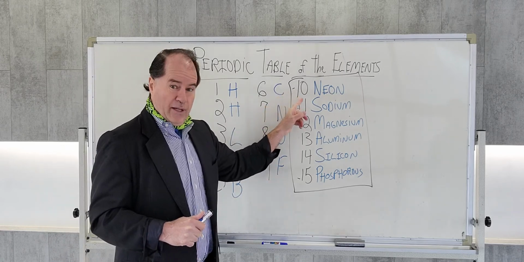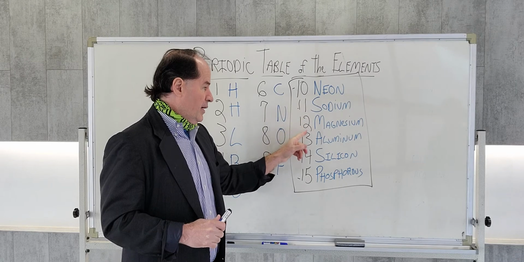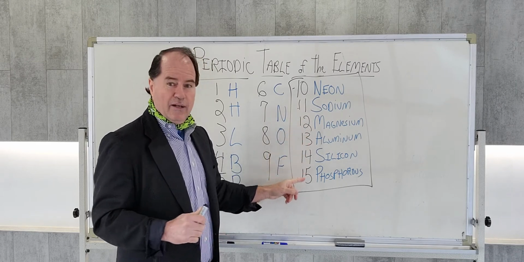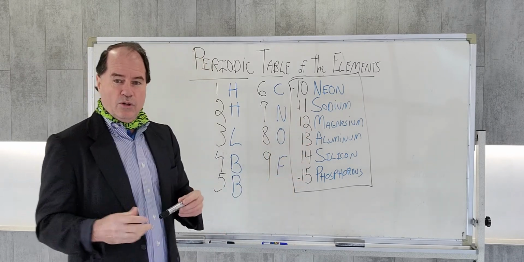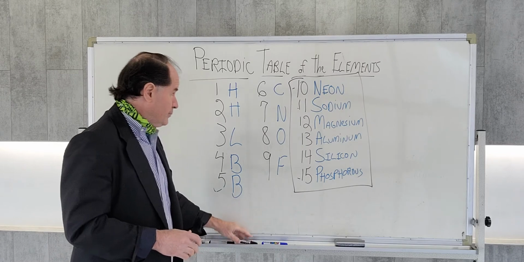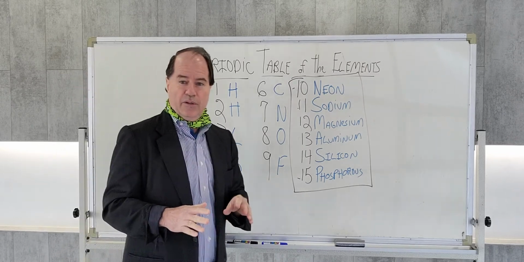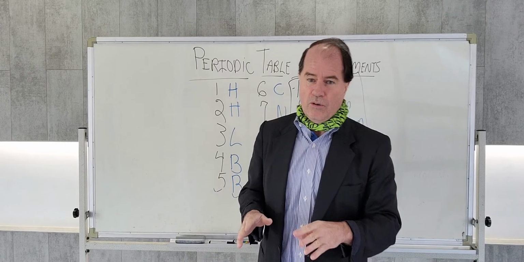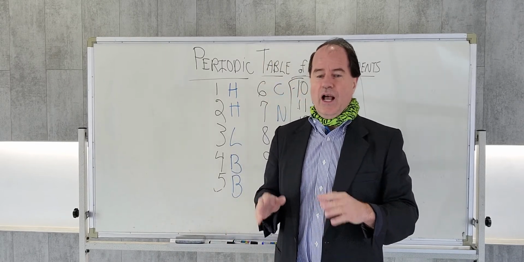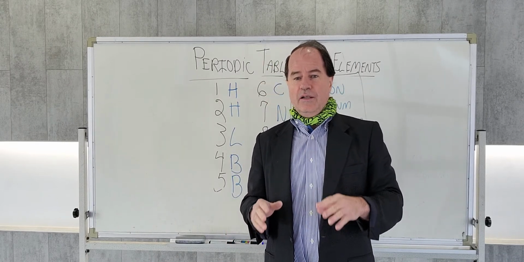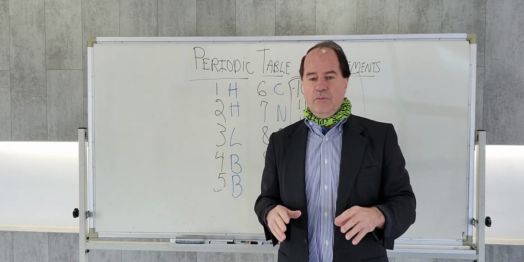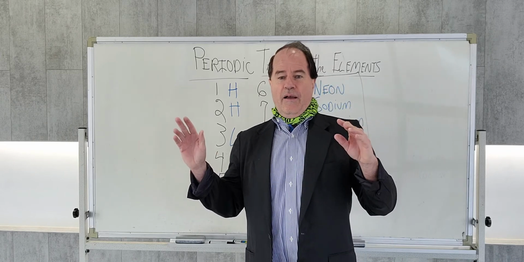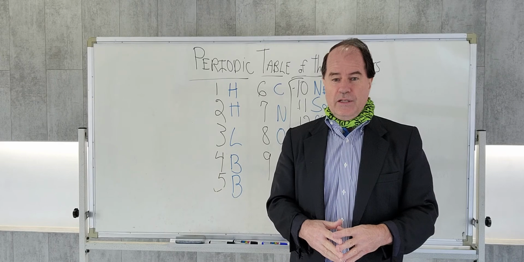Day 3: neon, sodium, magnesium, aluminum, silicon, phosphorus. Good. So at the end of day 3: hydrogen, helium, lithium, beryllium, boron, carbon, nitrogen, oxygen, fluorine, neon, sodium, magnesium, aluminum, silicon, phosphorus, 1 through 15.